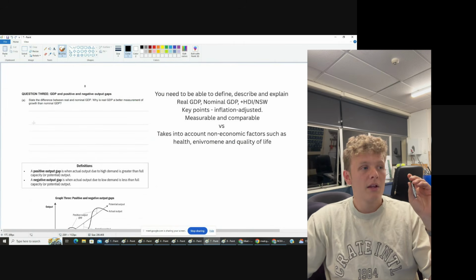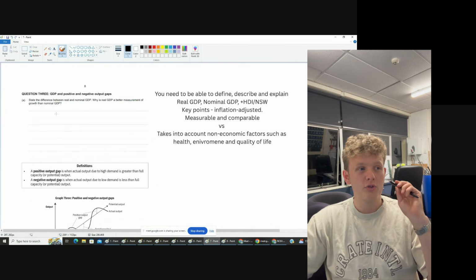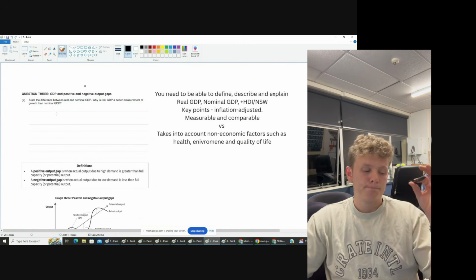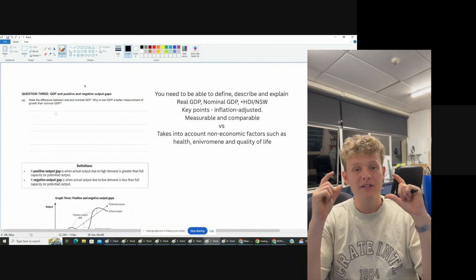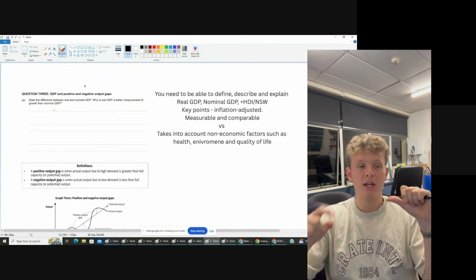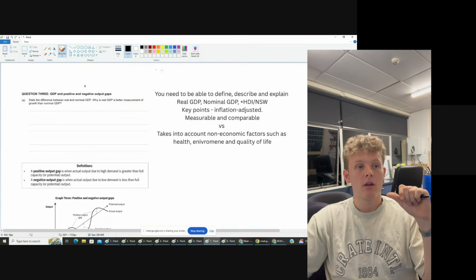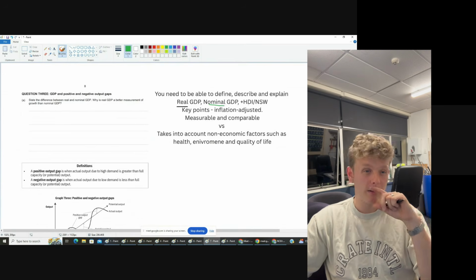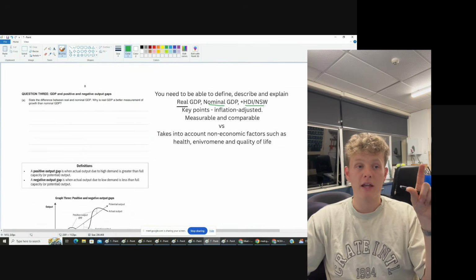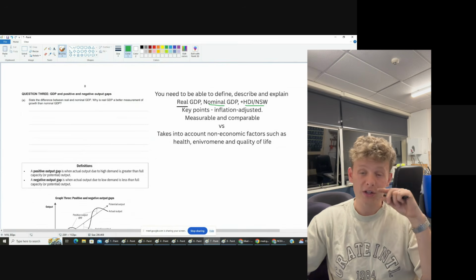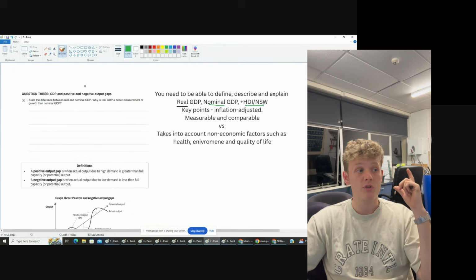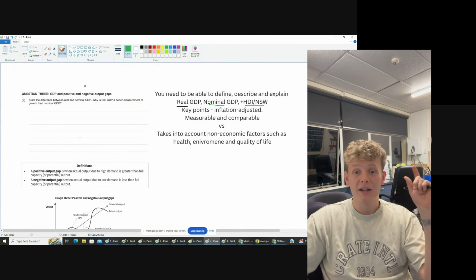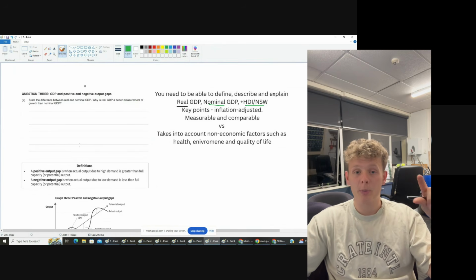Question 3. State the difference between real GDP and nominal GDP. My advice here is you need to revise. You need to get definitions locked. Real GDP needs to be locked. Nominal GDP locked in. HDI, Human Development Index, and Net Social Welfare locked in. You need to just know those things, be able to define them. So when it comes to here, you get to bust out definition, compare, done.